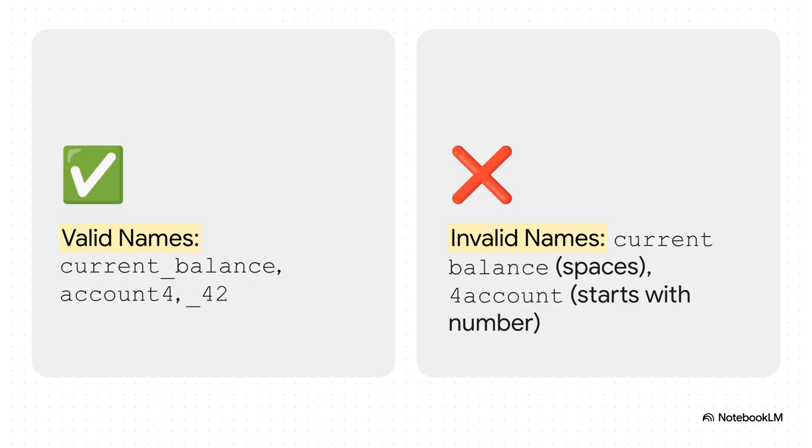Now, you've got a lot of freedom when it comes to naming these things, but there are a few key rules. The big ones are no spaces, you can't start the name with a number, and you can't use weird special characters. Just stick to letters, numbers, and the underscore, and you'll be golden.